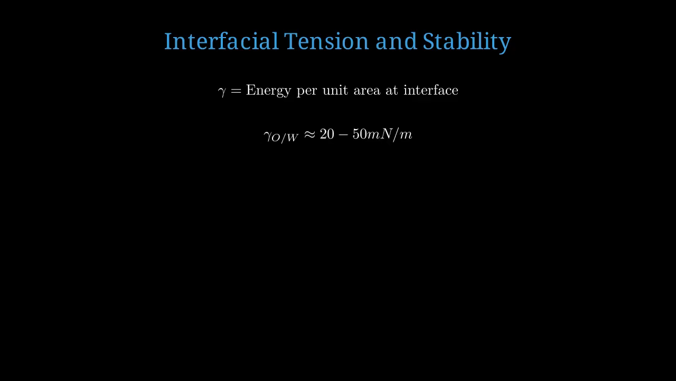Let's dive deeper into the physics. Interfacial tension is the driving force for stability or instability. Interfacial tension gamma is the energy per unit area at the interface, typically measured in millinewtons per meter. For oil-water interfaces, gamma is typically 20 to 50 millinewtons per meter. Surfactants reduce interfacial tension by factors of 10 to 100, stabilizing the emulsion by reducing the energy cost of creating interface.